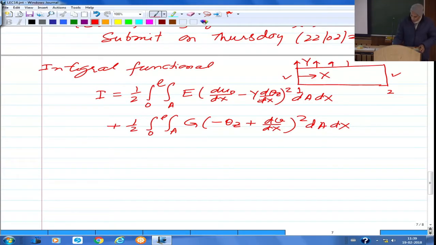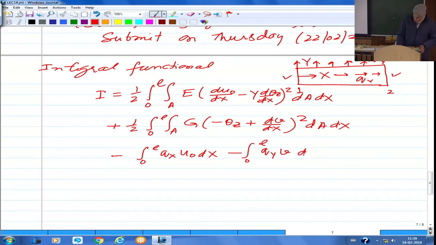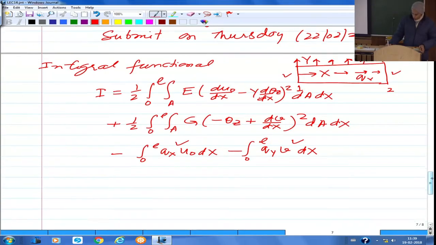So say you have a force qy here, and similarly you have this force qx here. So you want to write the potential of these forces. As we did earlier, integration 0 to L, due to qx, this is going to be qx into u naught dx, and due to qy it would be integral 0 to L qy into v dx. This is the potential of the axial force, this is the potential of the transverse force, that is qy.